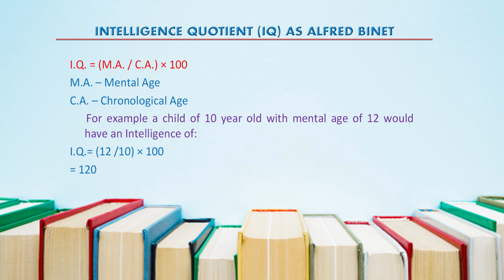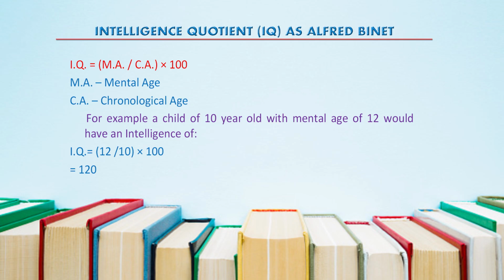So, friends, for measuring IQ, we use the formula called MA by CA into 100. MA is called the mental age and CA is called the chronological age. For example, a 10-year-old child with a mental age of 12 would have an intelligence that we can calculate as 12 by 10, because 12 is the mental age and 10 is the chronological age. Chronological age is the real age.